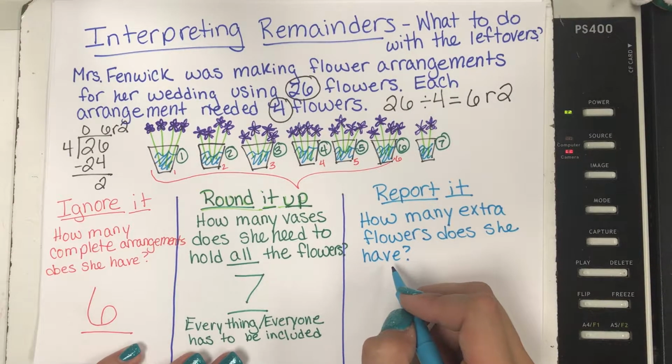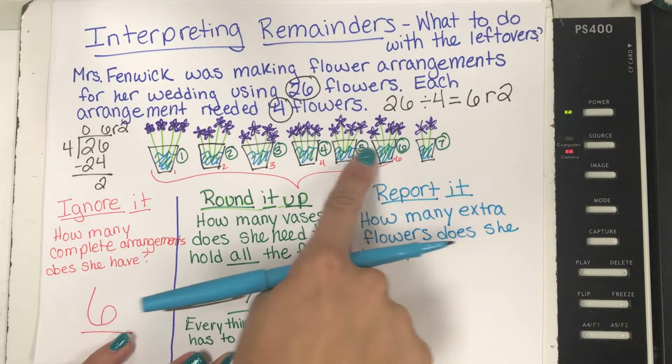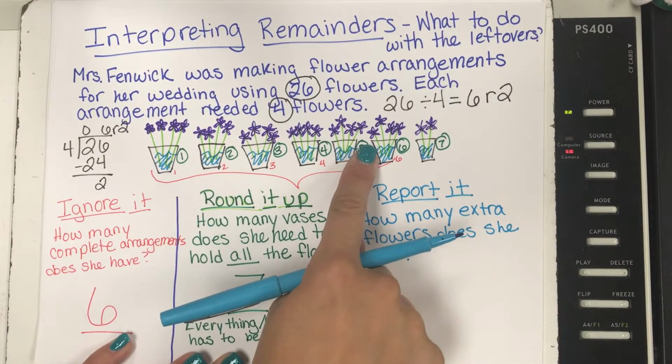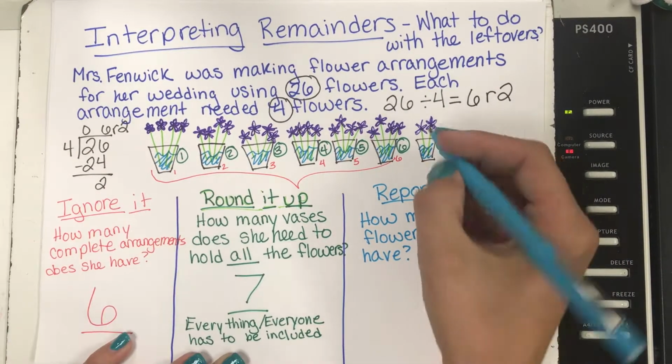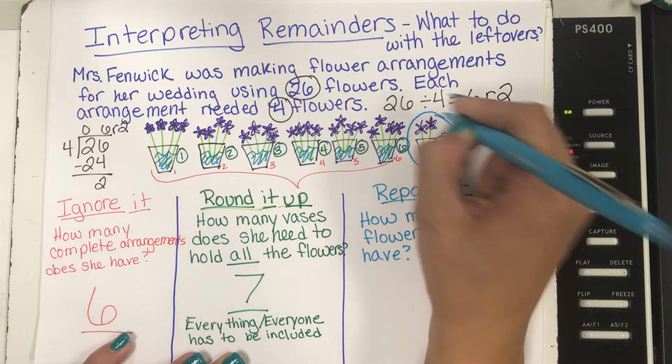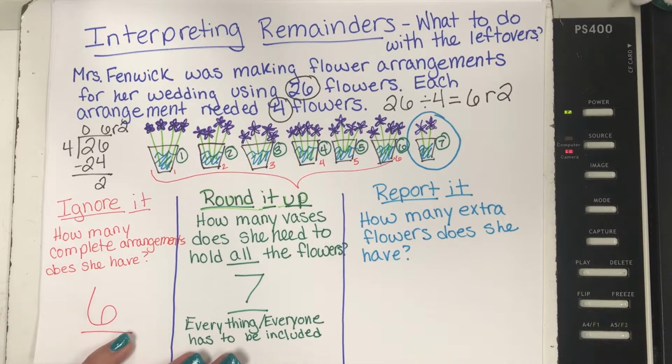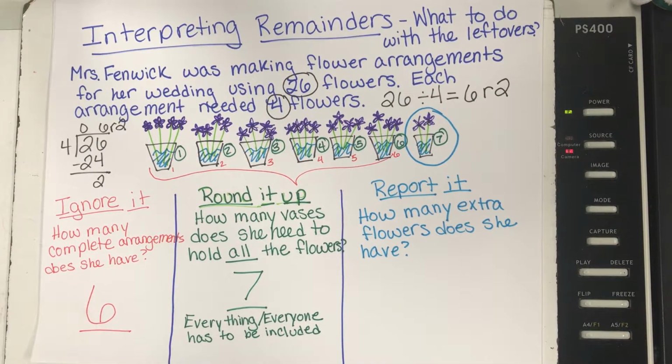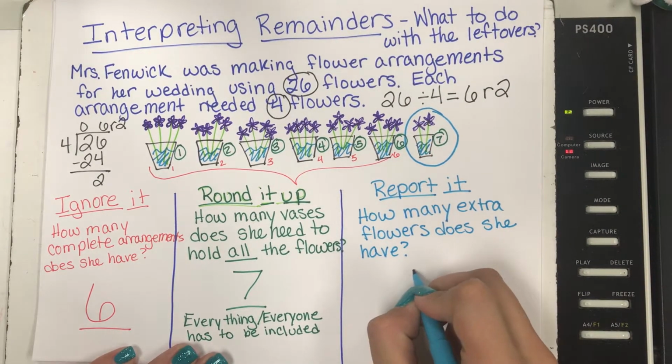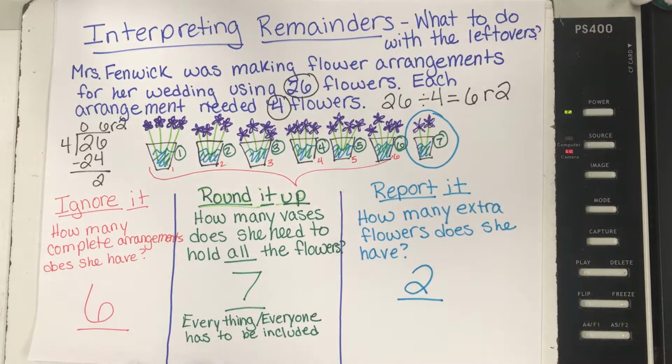So here, do I care about my full groups? No. I don't care about these 6 vases at all. All I want to know is these ones that didn't fit in a full group. So how many leftovers do I have? 2. I have 2. There are 2 that didn't fit in one of those groups. Okay?